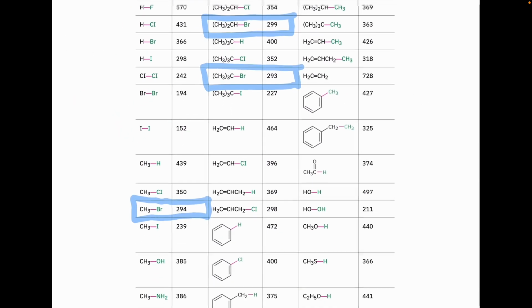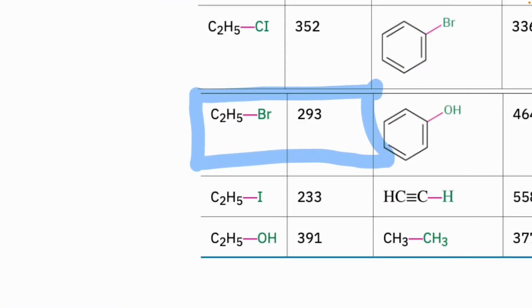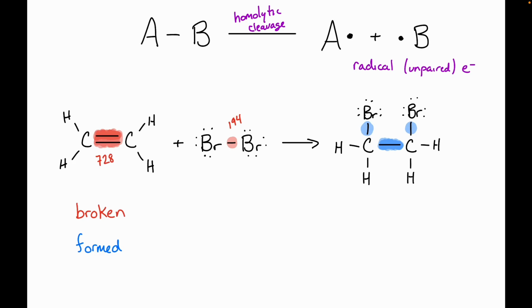So which one do I want to use to best approximate my molecule here? How many carbons do we have in our molecule? 2. And is it a secondary carbon we're putting that bromine on, or a tertiary carbon? No. So we're just going to use this value here. So 293. Right, so for your carbons, you have to pay attention to the size of the molecule. Here, we're going to use that 293 value for both those carbon-bromine bonds.